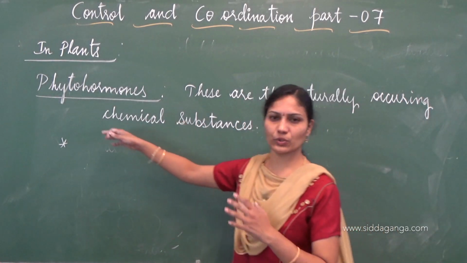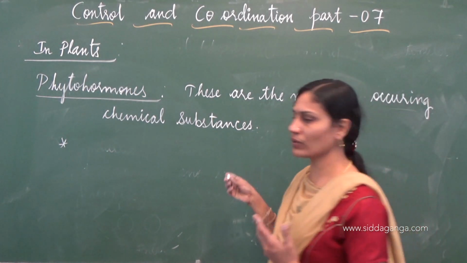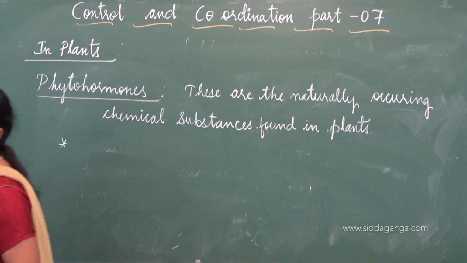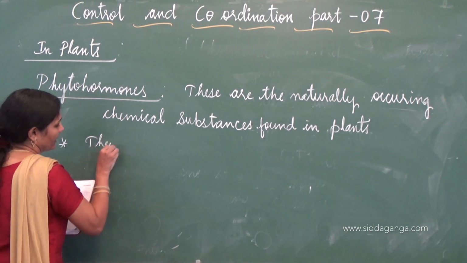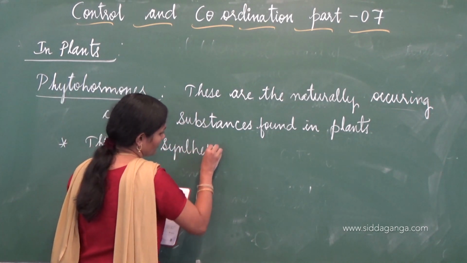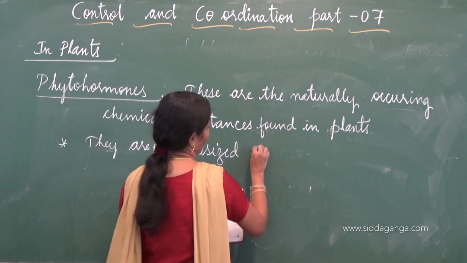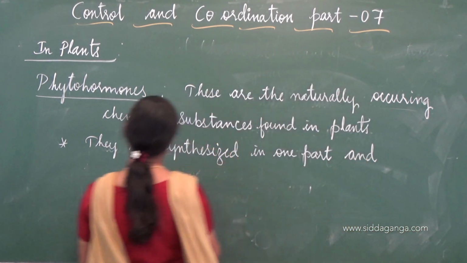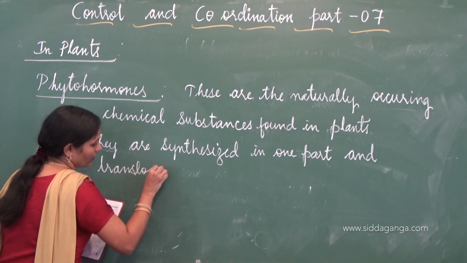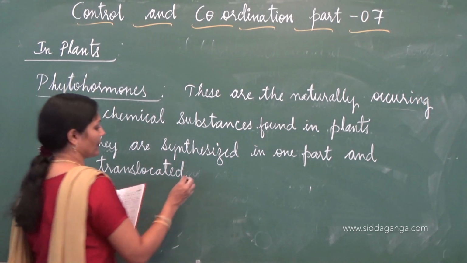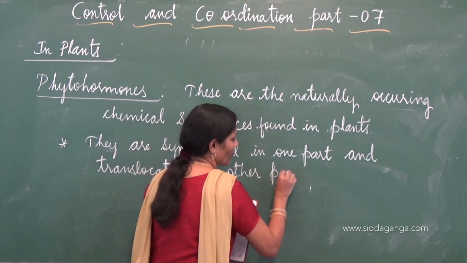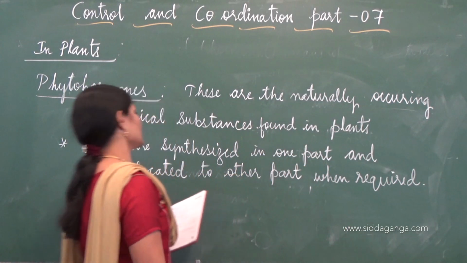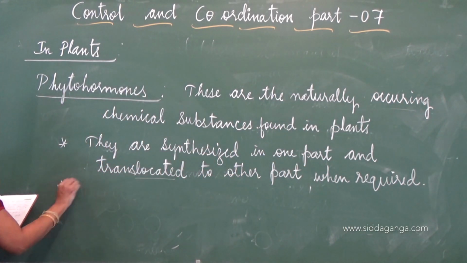Even with respect to phytohormones, phyto refers to plants and hormones are naturally occurring chemical substances found in plants. These chemical substances are synthesized in one part of the plant body and are translocated to the other part where it is actually required. So whenever the situation arises, they synthesize, and they translocate to other parts where the activity is actually to be seen.